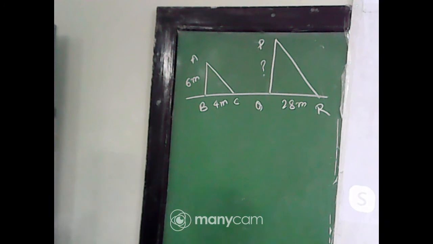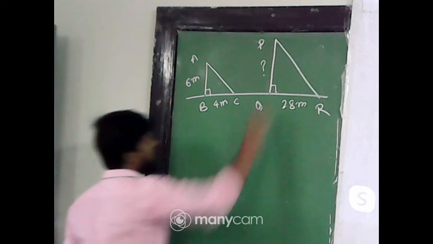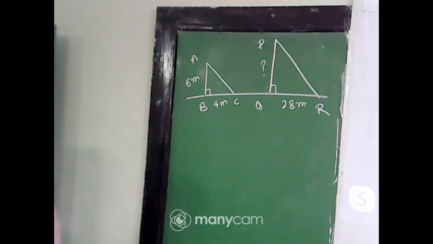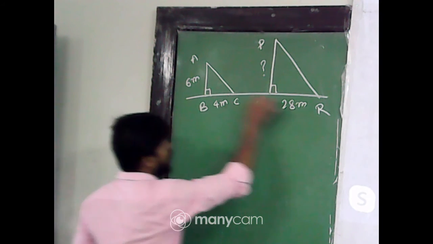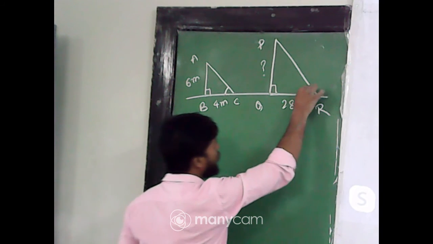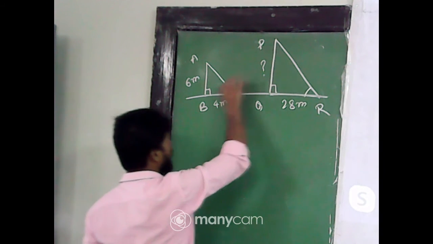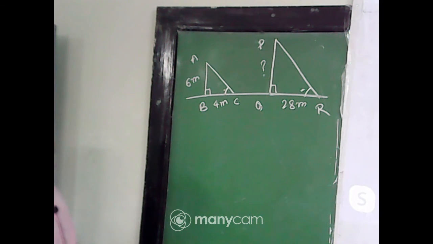Now look, you can see that these two angles must be 90 degree, and as we are measuring the shadow at the same time, the angle of elevation of the sun must be equal. So these two angles must be equal to each other.